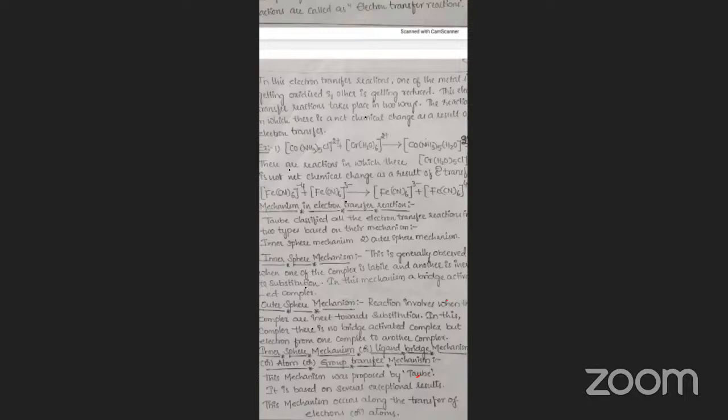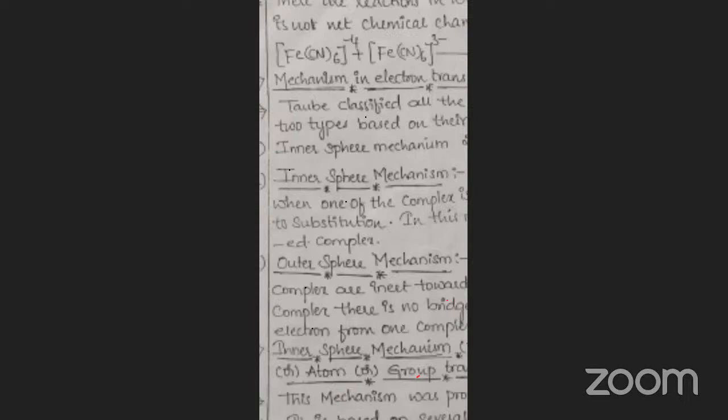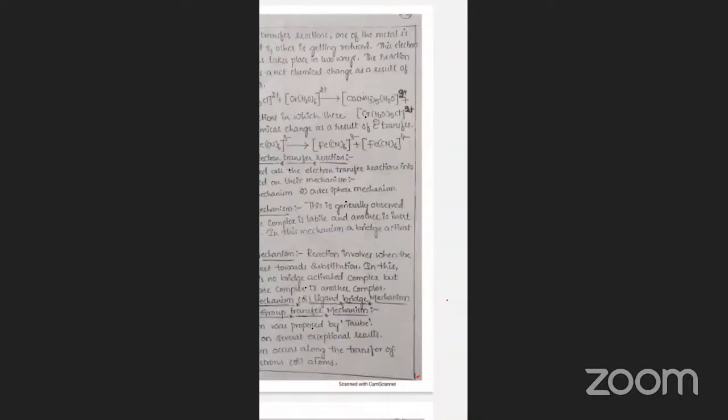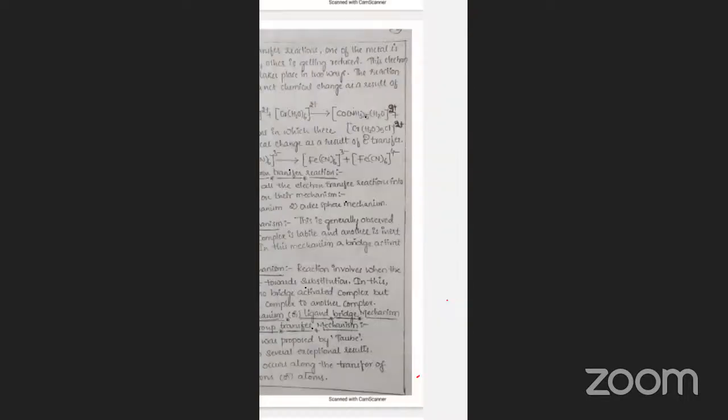Again, in the outer sphere mechanism, two types are there. One is the self exchange reaction, the second one is the cross exchange reaction. So here both are iron 3+ and 2+. Here iron to iron electron transfer, that is the self exchange reaction. Another example is there here, iron to molybdenum. That is the cross exchange reaction.